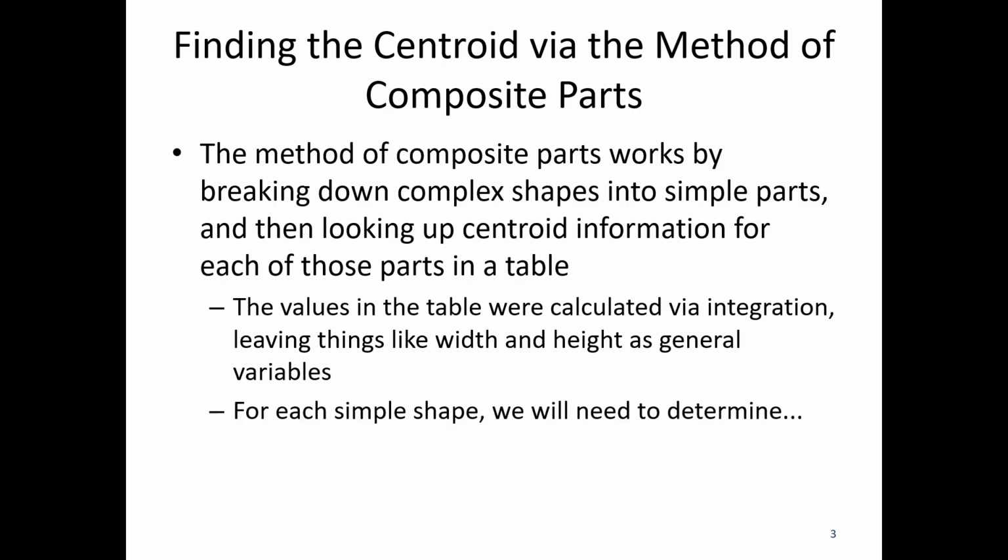For each simple shape, we're going to need to determine three things when we look this up in the table. We're going to need to know the area of our shape. So how much is the area of this piece? What is the centroid location in the x coordinate, and what is the centroid location in the y coordinate? If we have those three things, that's what we're going to be gathering from our tables.